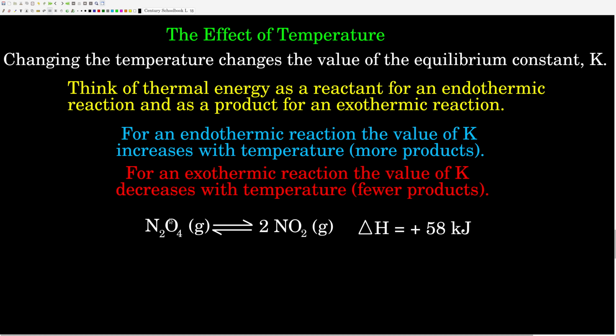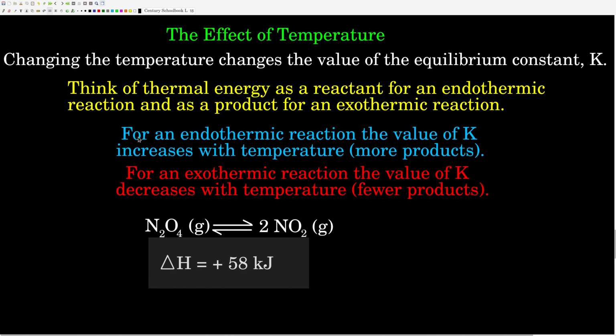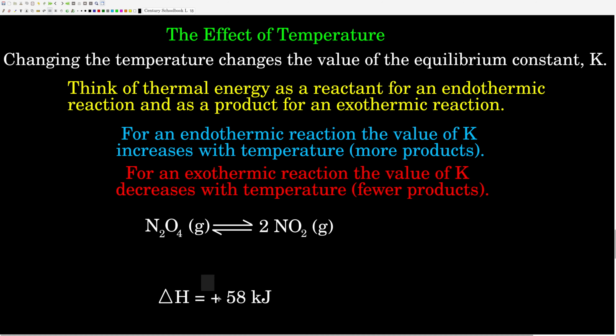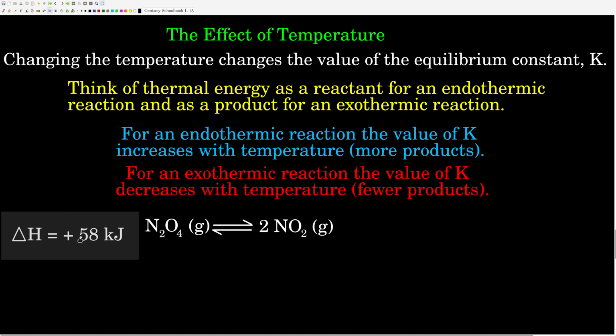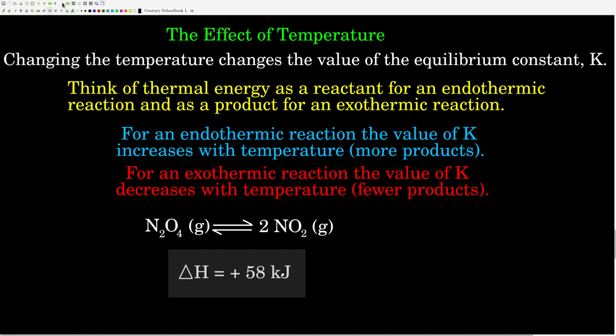So for example, in the decomposition of dinitrogen tetroxide to make 2 molecules of nitrogen dioxide, it's an endothermic process. So we can think about the energy as a reactant. And so if we add thermal energy, the equilibrium will shift to the right and we'll make more products, nitrogen dioxide. If we cool it down, if we lower the energy, the equilibrium will shift to the left and we'll have fewer products and more reactants. So that's the effect of temperature.